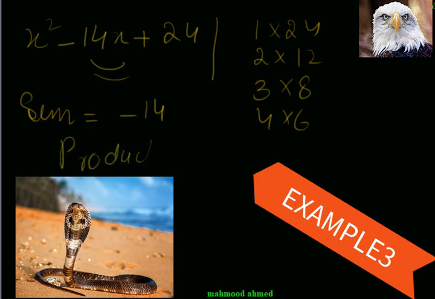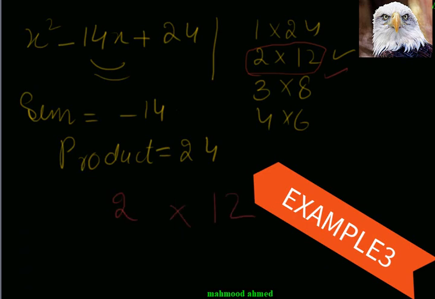I cannot get the sum of minus 14, because if I add them I get 25, or if I subtract I get 23. So the first pair does not fulfill the condition of the sum, so I will go to the second pair, and you see if you add them you get 14, but here it is a matter of signs. If you keep both signs of 2 and 12 positive, then their sum would not be minus 14, so I need to put the sign of minus 2 and minus 12.